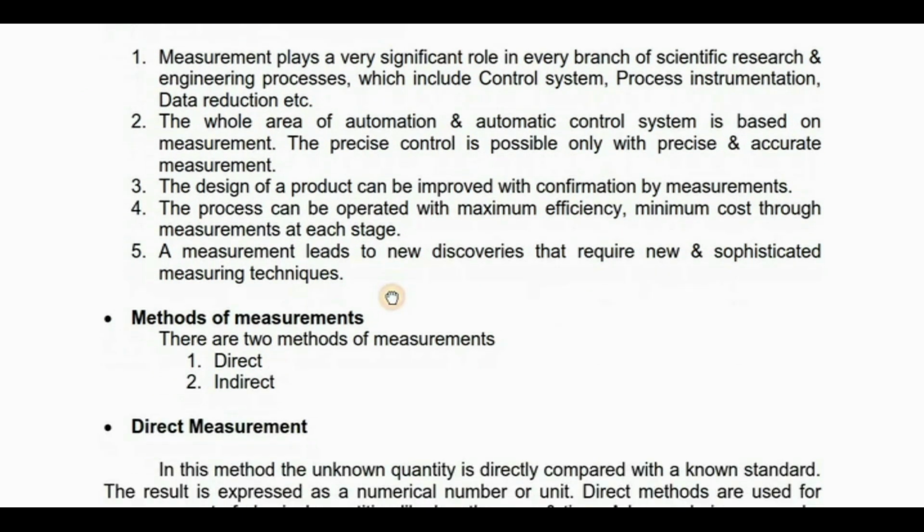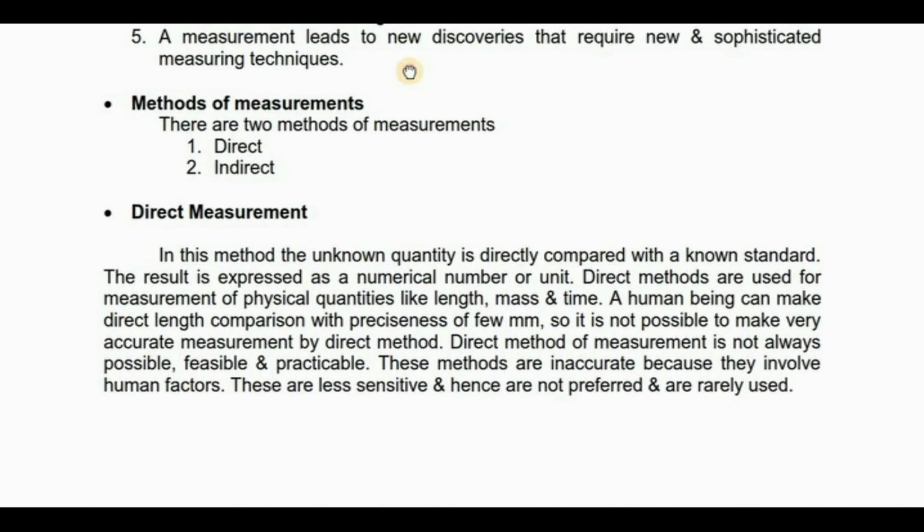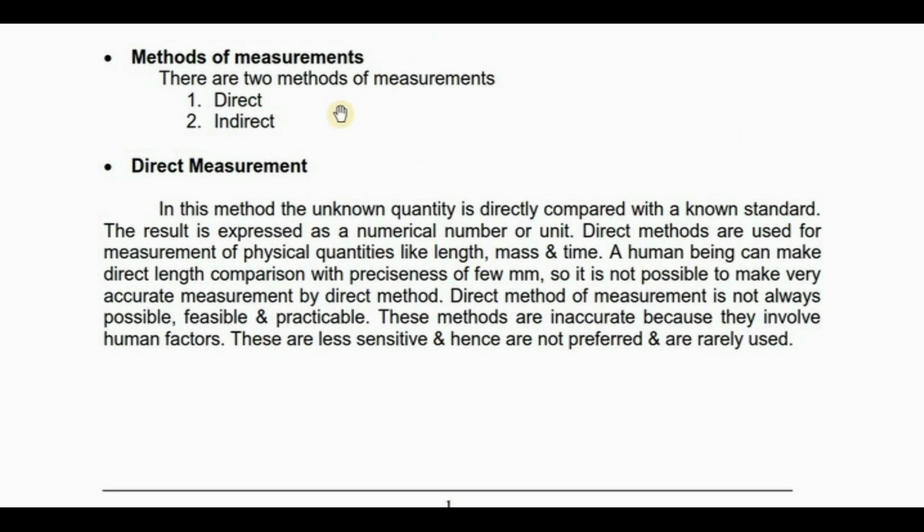Next to this, now we are going to see what the methods of measurement are. As you see here, the two methods of measurement are direct and indirect. Whatever measurement you are going to do, we can measure any particular parameter or value by either of the two methods: what we call a direct method of measurement and an indirect method of measurement. So let us see what direct measurement is.